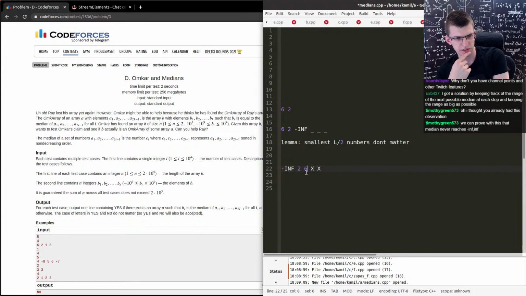We can prove with this that median never reaches minus infinity or plus infinity. Oh, yeah, I understand that median will not become minus infinity. That's not the proof that it's good to put minus infinity here. Maybe instead of infinity, it's better to use a 1, because maybe we want to use this median 1.